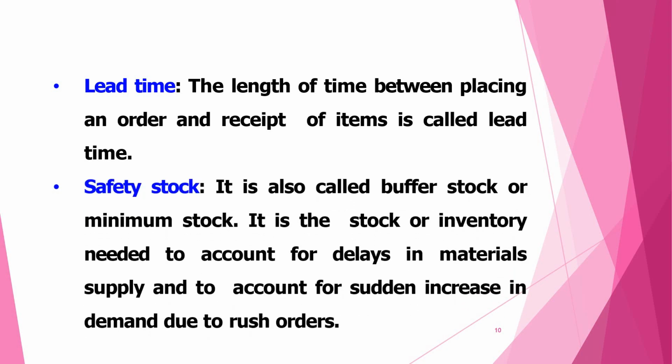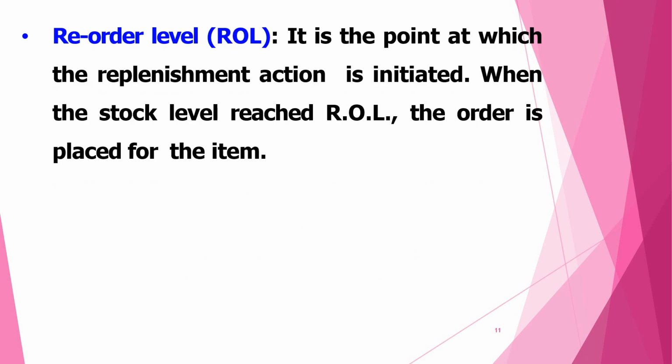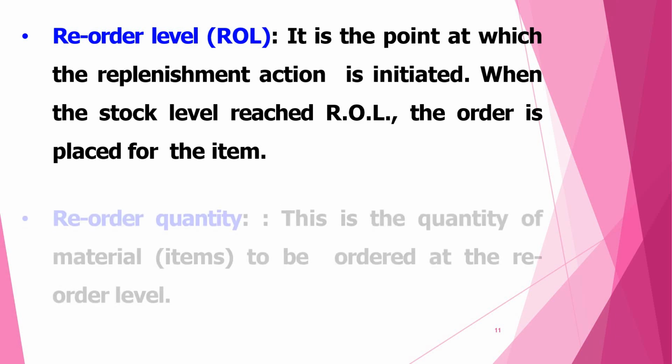Next we have safety stock. It is also referred to as buffer stock or minimum stock. It is stock or inventory needed to account for delays in material supply and for sudden increases in demand due to rush orders. Next we have reorder level. In most inventory books it is written as ROL. This is the point at which the replenishment action is initiated. When the stock level reaches ROL, the order is placed for the item.